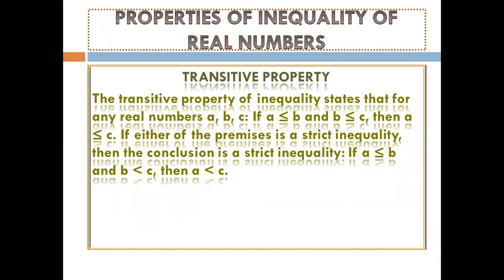In the previous property, we learned that if A is equal to B, B is equal to C, then A is equal to C. The property is the same, but here we use inequalities. In the previous one, we learned about the transitive property of equality. Now we have inequalities. A is less than B and B is less than C, then definitely A is less than C.